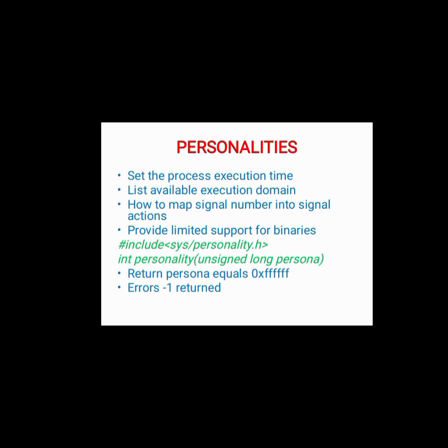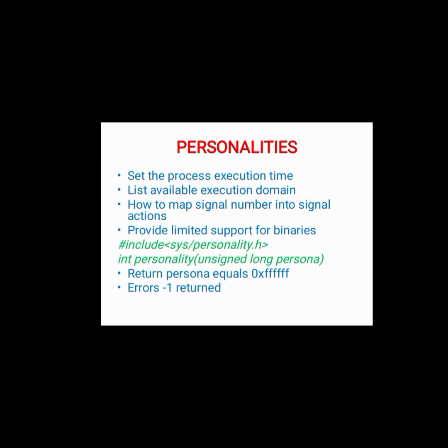Next advanced concept we are going to see here is personalities. This personality is used to set the process execution domain. It is used to list the available execution domains, and Linux supports different execution domains or personalities for each process. These execution domains tell Linux how to map signal numbers into signal actions. The execution domain system allows Linux to provide limited support for binaries compiled under other Unix-like operating systems.